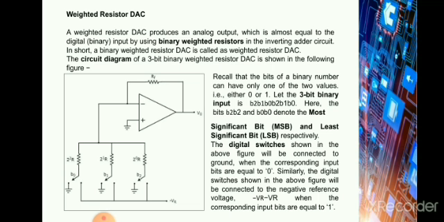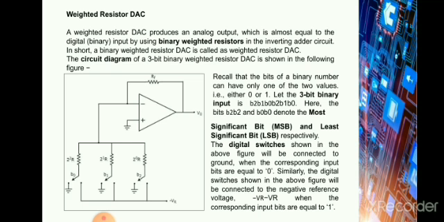So in case of weighted resistor DAC, it is basically binary weighted resistors in an inverting adder circuit. Generally, binary weighted resistors are shortly called weighted resistor DACs. Here you are given a 3-bit binary input in the form B2, B1 and B0, where B2 is the most significant bit and B0 is the least significant bit. This is a circuit diagram where the first half with an op-amp is the inverting adder circuit and you are using resistors here to convert the binary input into an analog signal.